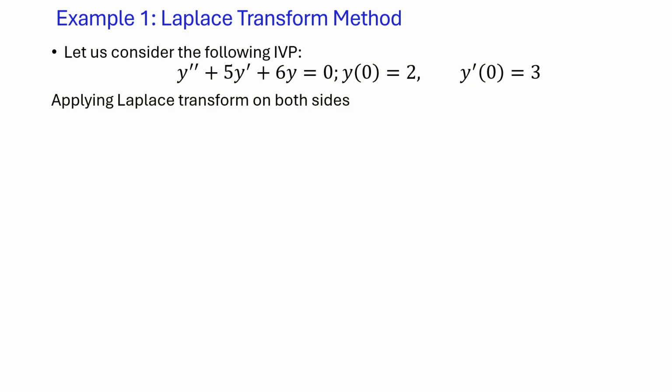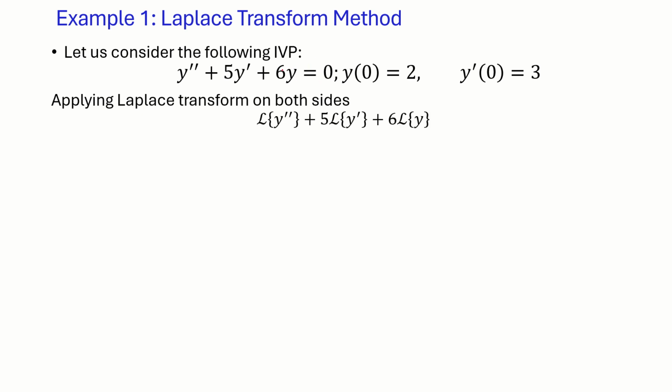We'll be applying Laplace transform on both sides. We discussed that Laplace transform is a linear operator. So we simply apply Laplace transform on both sides, like Laplace of this whole term on one side, the same thing here as well. It's homogeneous, so Laplace will be 0.